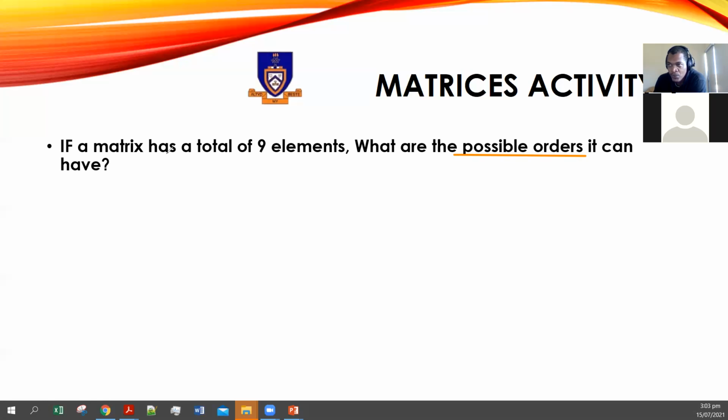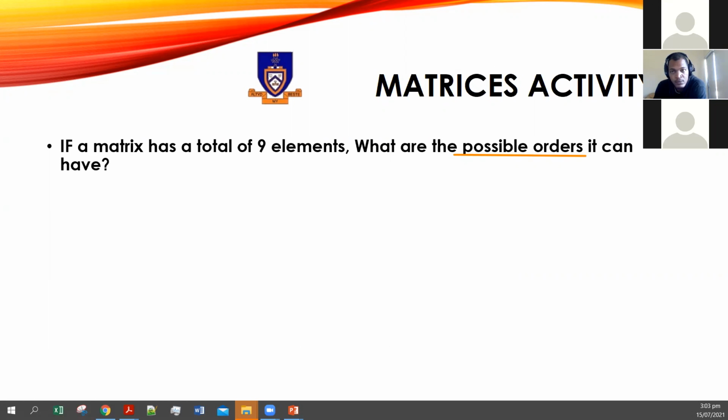Is the question clear, or should I explain using an example? It's a 3 by 3. How did you get to the 3 by 3? 3 rows and 3 columns will give you 9 elements. So you're saying 3 rows and 3 columns will give me 9 elements. Yes. Okay, that is one answer.